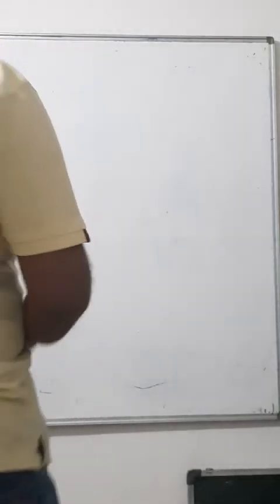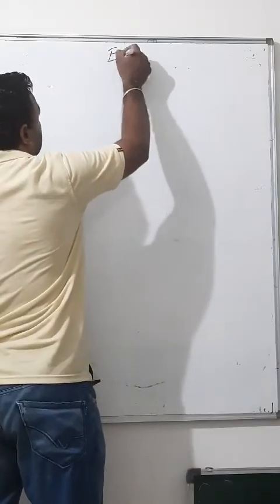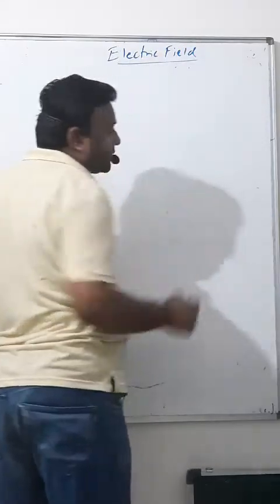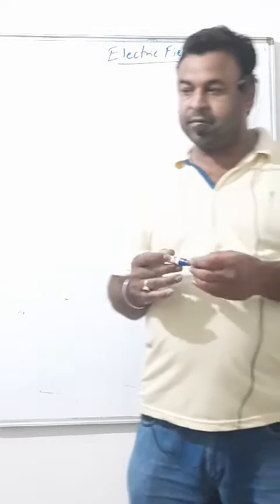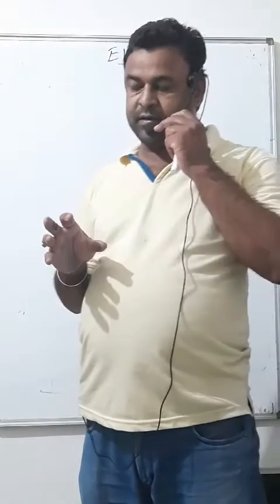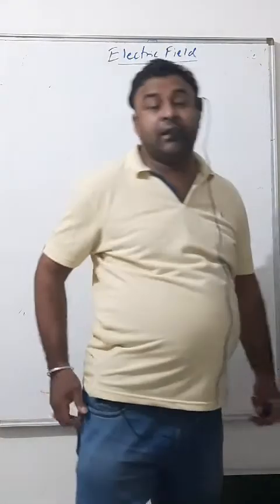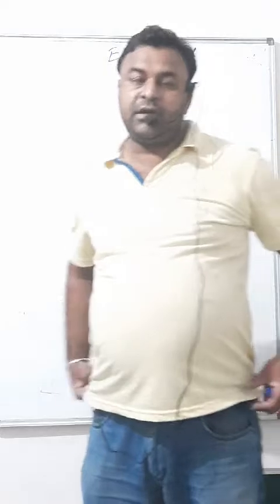Well, as I discussed, that electric field is actually the space around a charge up to which its effects can be experienced, right? Now, this field can be understood in three different ways. One is the vector method, that is electric field intensity. Another is the scalar method, electric potential. We'll discuss that in the next chapter. And the third one is the graphical method.